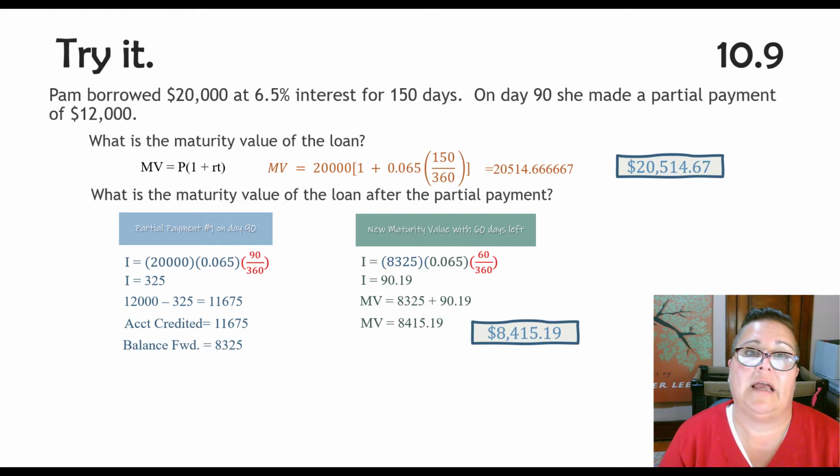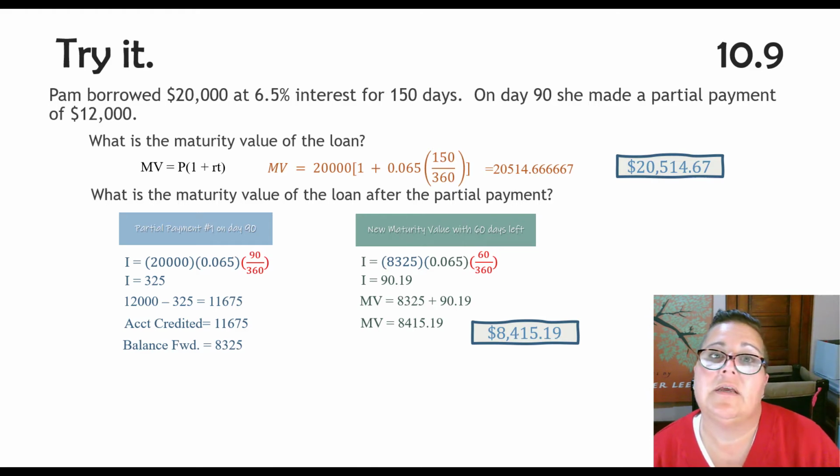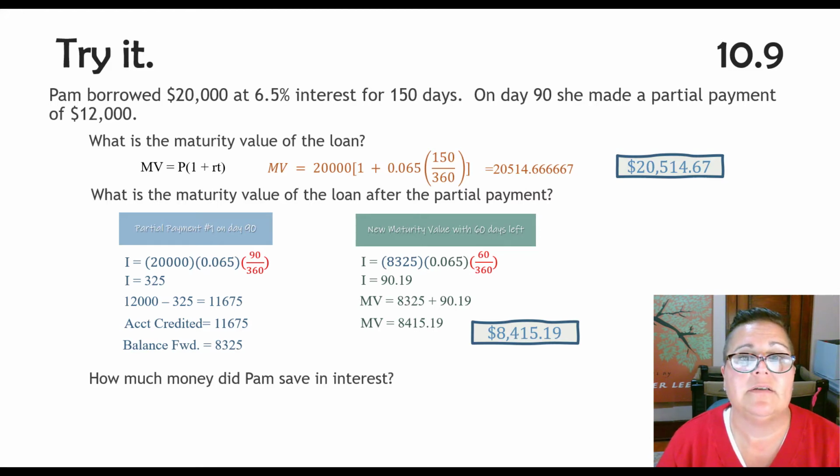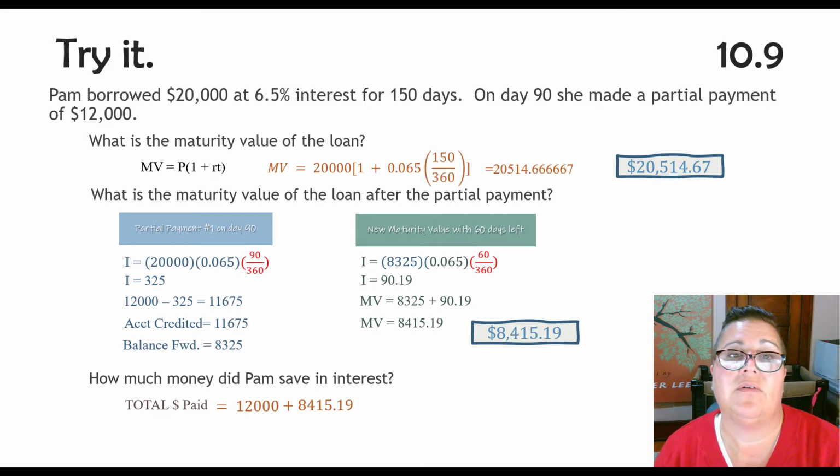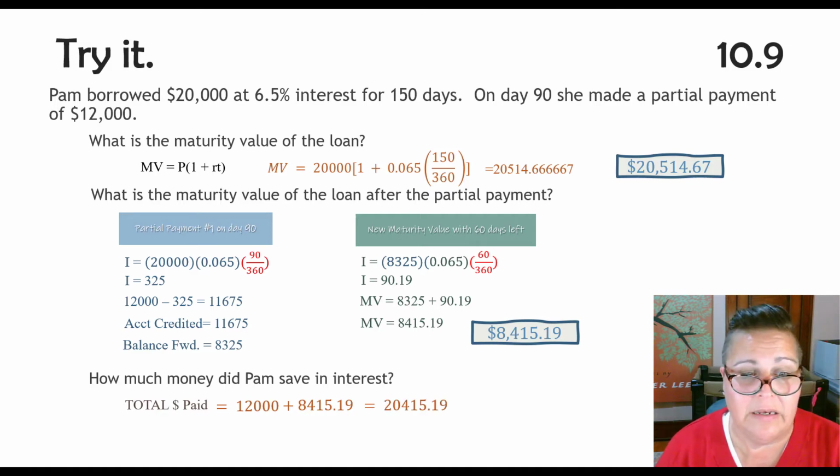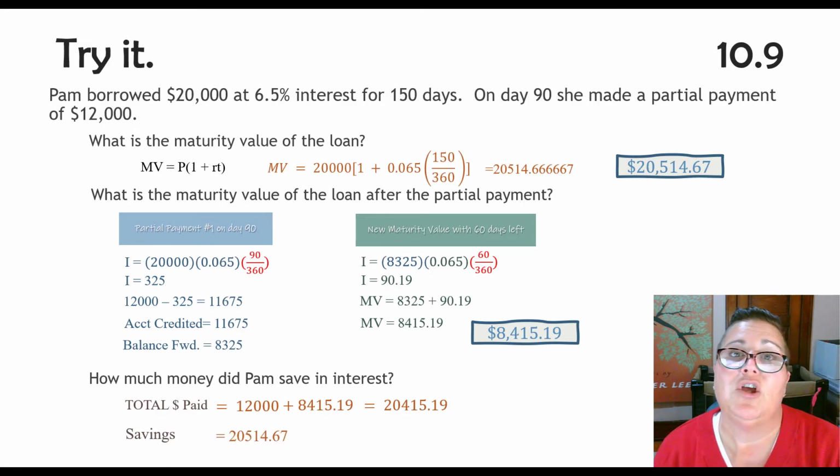Fantastic. Now, the question becomes, was this worth it? How much money did Pam save in interest? We know that the total amount paid into this account was the initial payment of $12,000 and then the maturity value of $8,415.19. This is a grand total that Pam actually paid of $20,415.19.